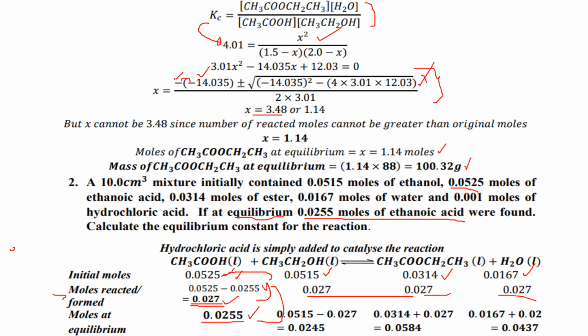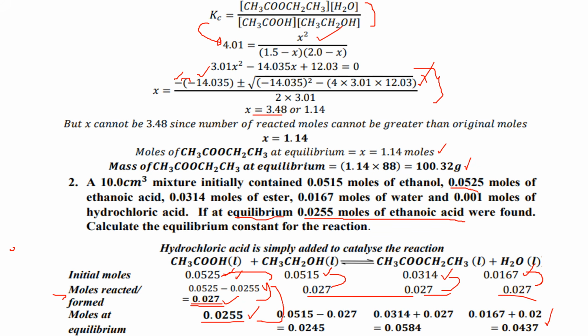For the other components, we say that it's going to be less. 0.0515, you less 0.027, and you're going to get 0.0245. 0.0314, you less 0.027, you're going to end up with 0.0584. And this one is going to be 0.0167, you less 0.027, you are going to end up with 0.0437. And that's how we got the number of moles at equilibrium.